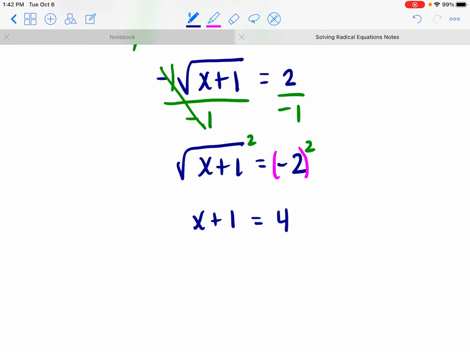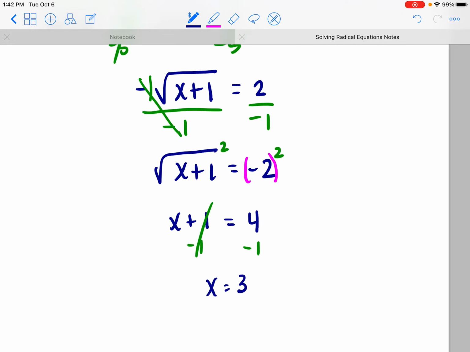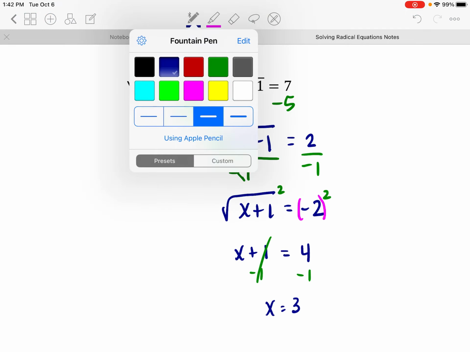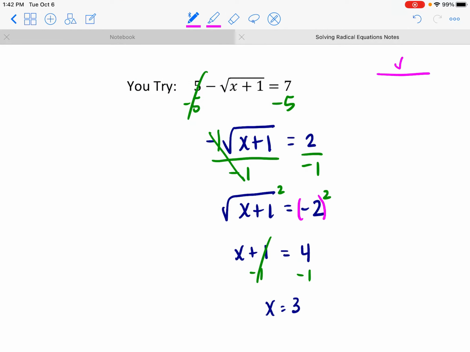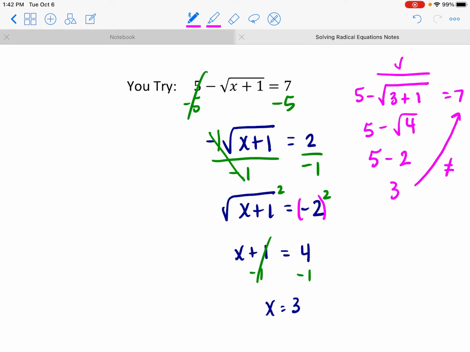All right. Now we can get rid of the plus 1. So we subtract it over, and that gives us an answer of x equal to 3. So let's go ahead and check to make sure this works. If I go to check this, 5 minus the square root of 3 plus 1 should equal 7. Well, 3 plus 1 is 4, and the square root of 4 is 2, and 5 minus 2 is 3, which is not equal to the 7 that we've got there.